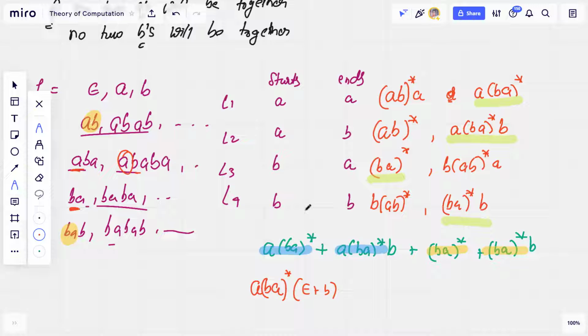So basically concatenation is not commutative, but the union operator is commutative. You can make a note of it somewhere.